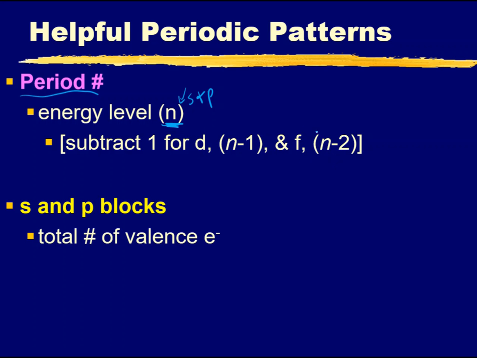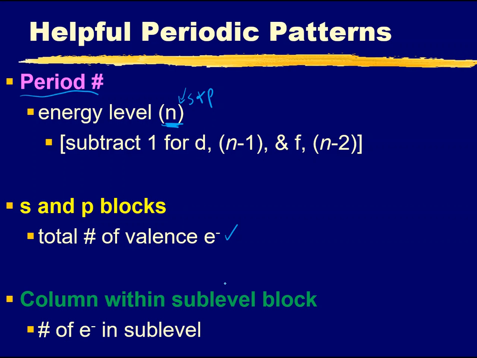The s and p blocks are going to represent our total valence electrons. The valence electrons, we already kind of went over, go with the columns, like column 1 has 1, column 2 has 2 valence electrons, like the halogens in group 17 have 7, and so forth. We're going to show you why that is after this, but it's basically the s and p block, the outer energy levels. If you add them together, that's going to give you the number of valence electrons in the particular atom. Now the column within the sublevel block is going to indicate the number of electrons.